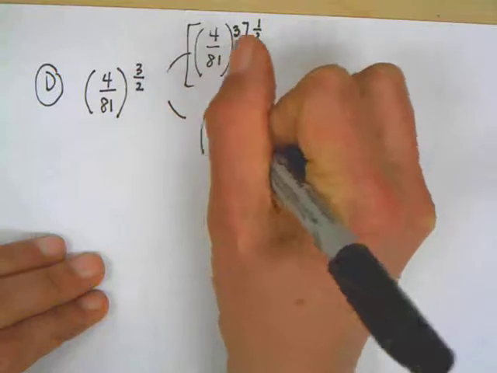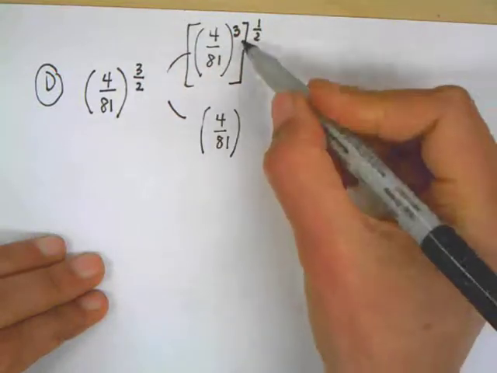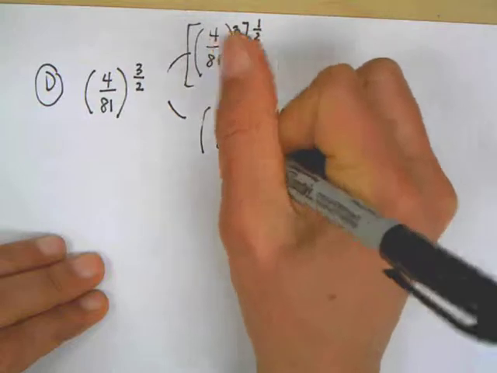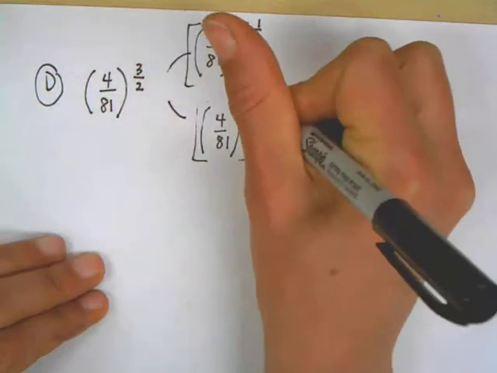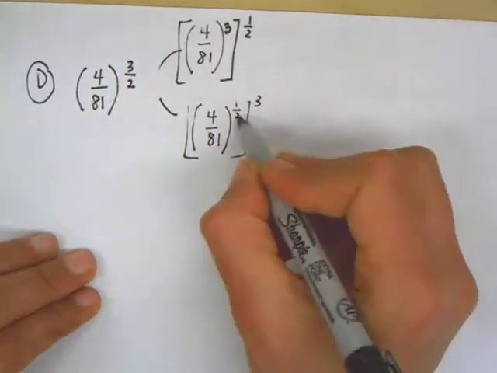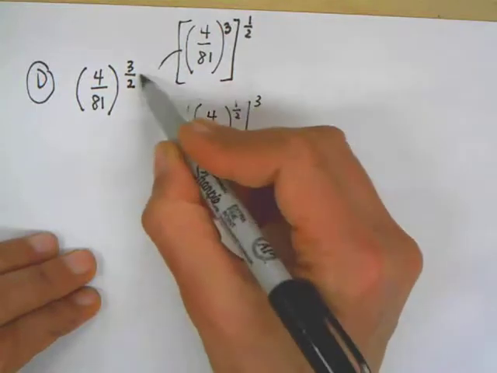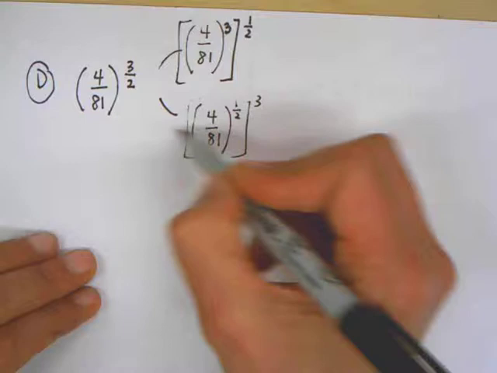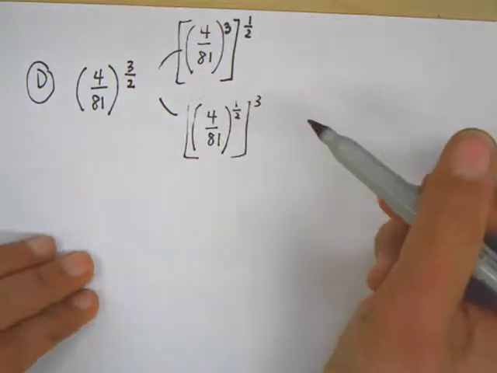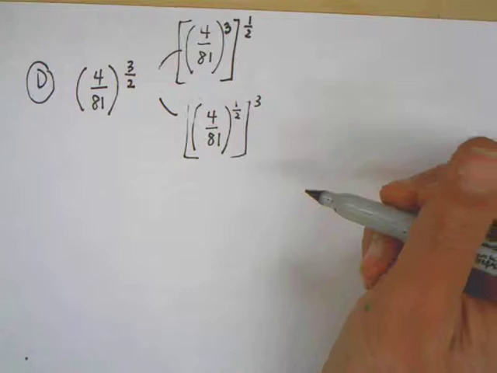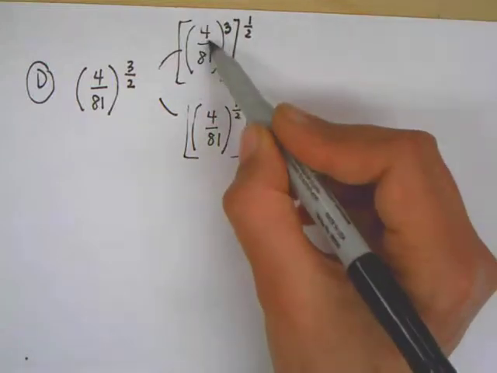The other way I could do this is I could go 4/81, and I could say this is to the 1/2, and this whole quantity is cubed. And once again, an exponent to an exponent, multiply those. 1/2 times 3 is 3/2. So these are all equivalent expressions. Now, some of these are going to be easier to simplify than others.